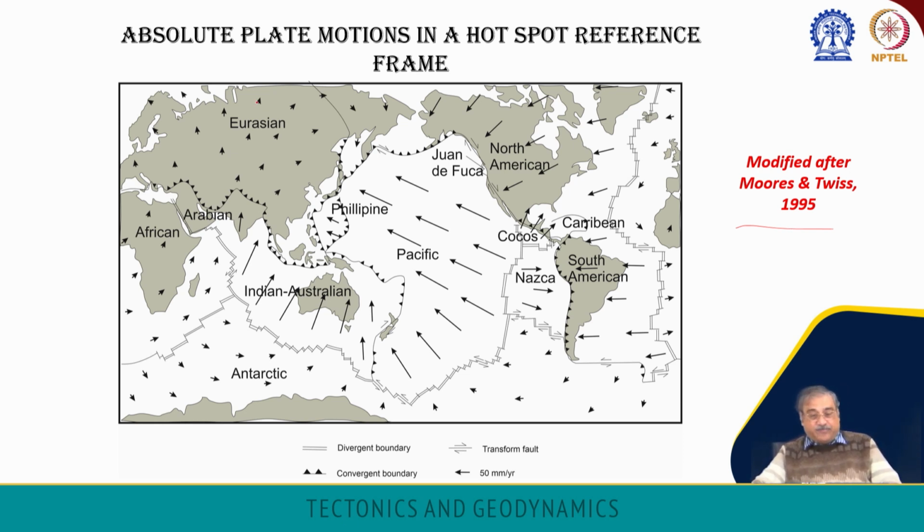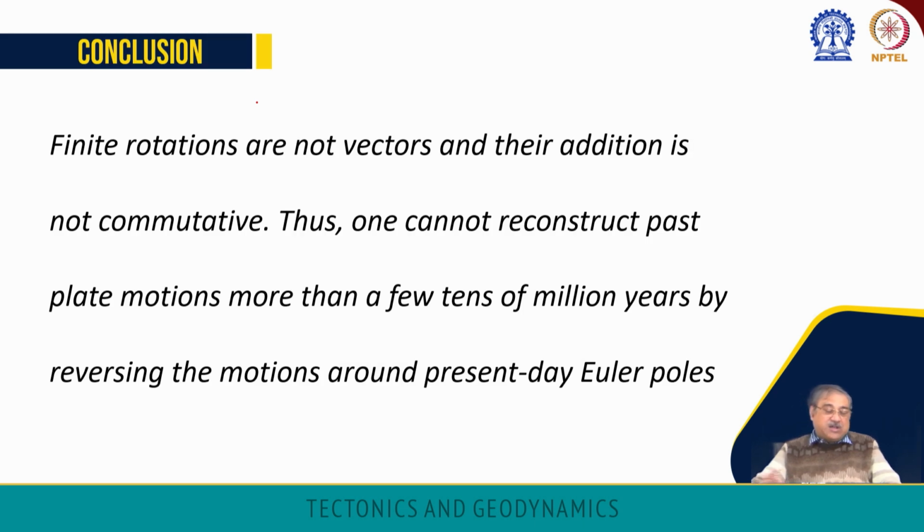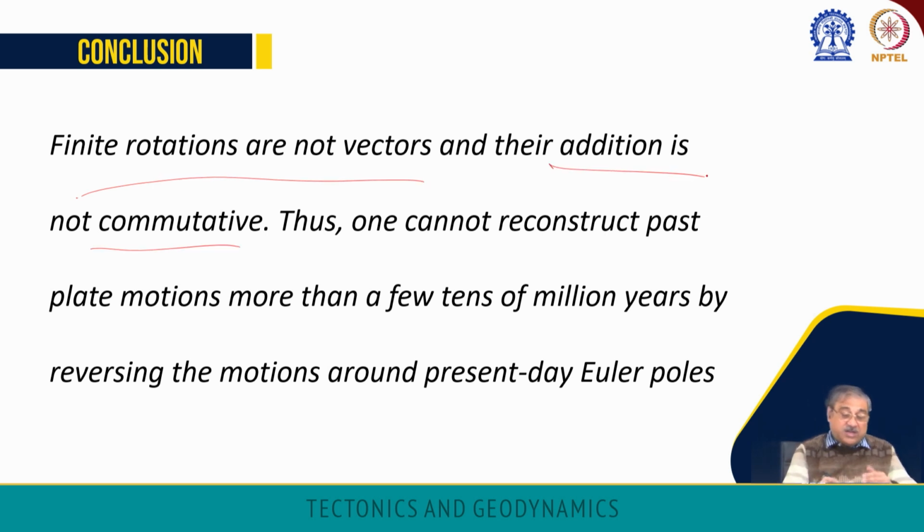So together, what this means is that we can conclude from whatever we've discussed today that finite rotations themselves are not vectors, and therefore their addition is not commutative. One can argue the other way, that because their addition is not commutative, you cannot regard finite rotations as vectors. So you cannot reconstruct past plate motions, more than say a few tens of millions of years, if you reverse the motions around present day Euler poles.